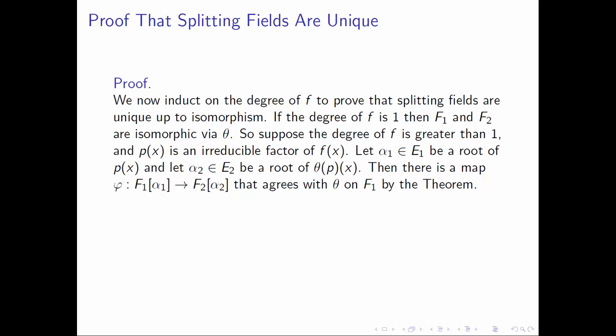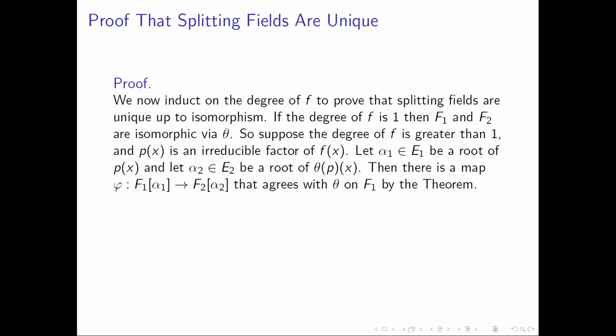So let's suppose that the degree of f is greater than 1. What we need to do is take p of x to be an irreducible factor of f, because in the corollary we're not assuming that f is irreducible. We want to apply the theorem that we just proved, and the theorem we just proved is only for irreducible polynomials. So f might be irreducible, it might not. Let's just write p for an irreducible factor of f of x. Now let's try and apply the theorem.